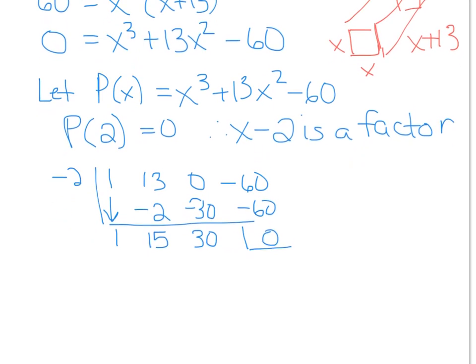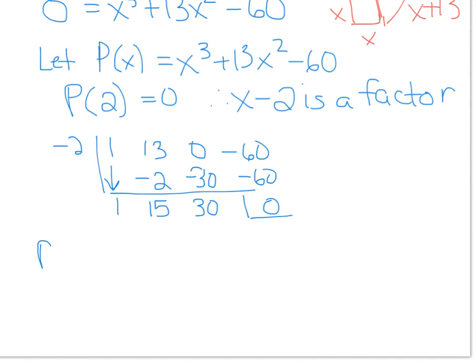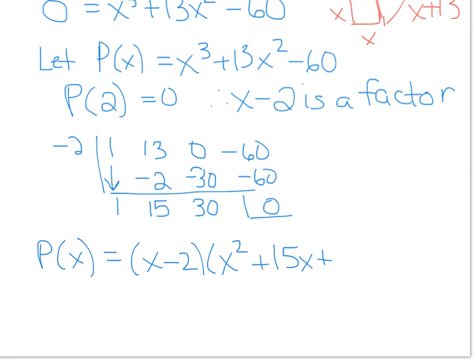So what did we find out then? We know that p of x equals x minus 2 times x squared plus 15x plus 30. We're of course going to set that equal to 0 to solve.